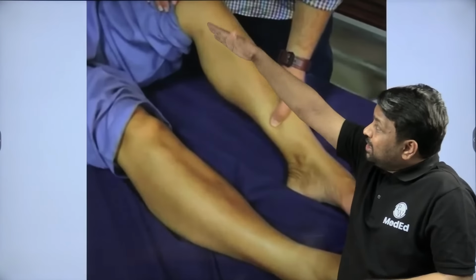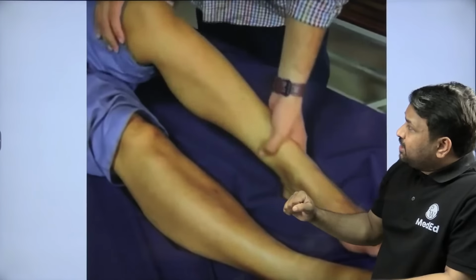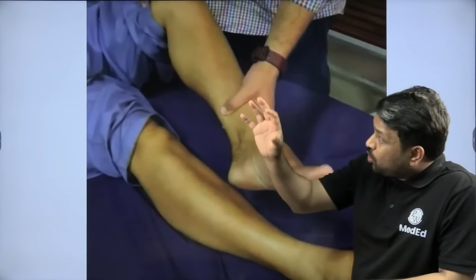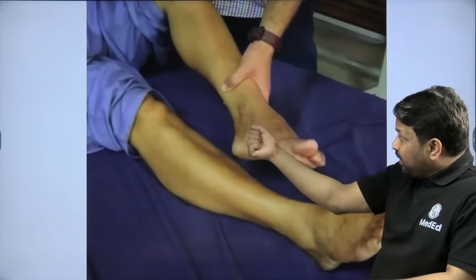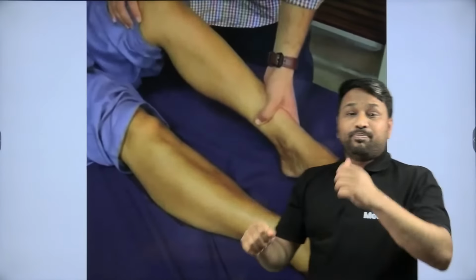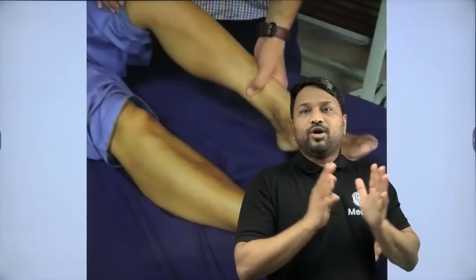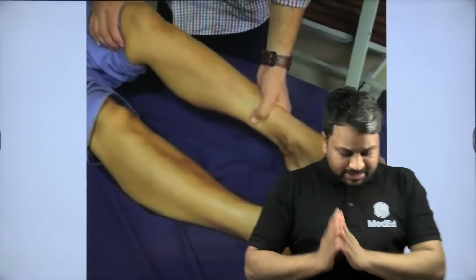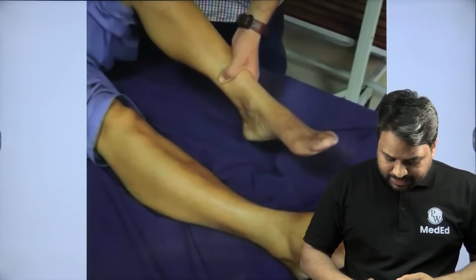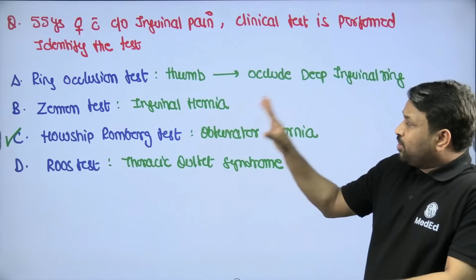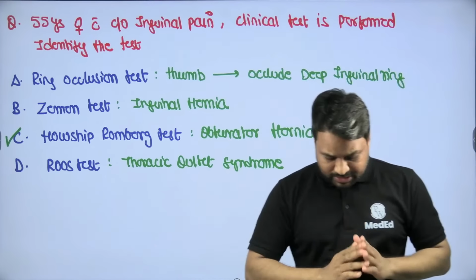Then we'll try to do an internal rotation. I'll flex the limb and then I'll try to do an internal rotation. Again, it causes pain. Third, when I try to extend the limb, it causes pain. So pain on abduction, internal rotation and extension of the limb. This is what we call the Howship-Romberg sign. And Howship-Romberg sign is seen in obturator hernia. We've already discussed about it.